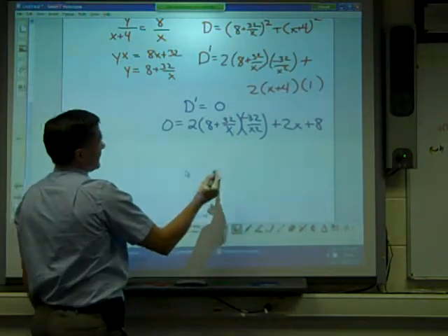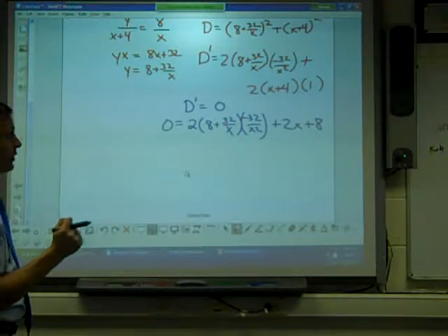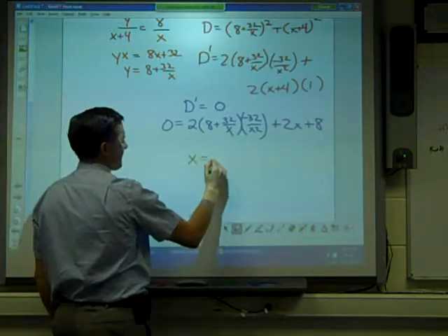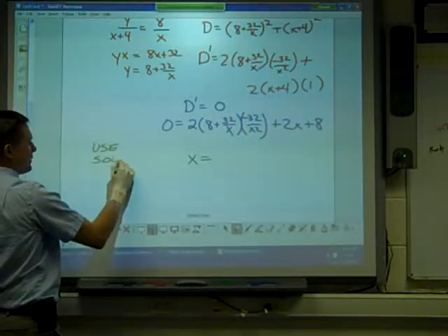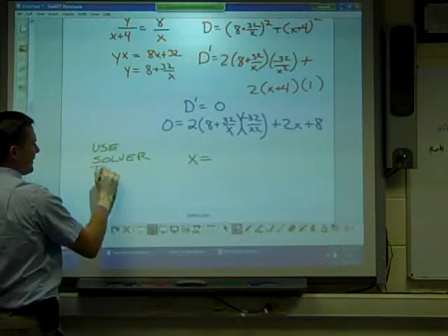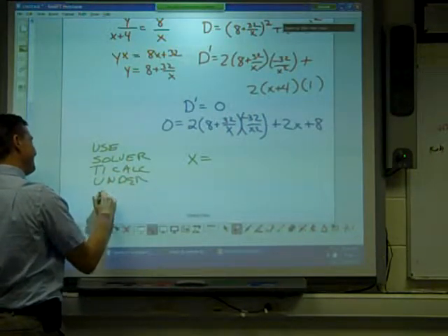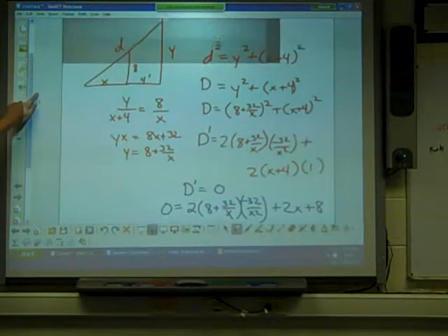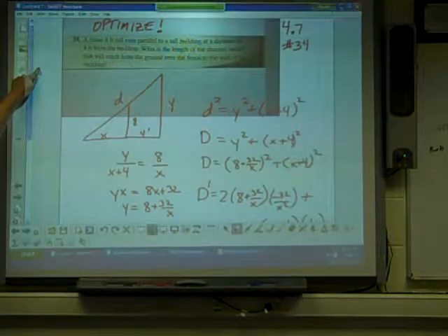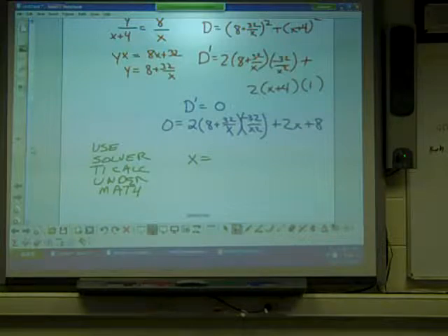All right. If I do this, this is a really big ugly problem, and you definitely need to use your calculator. You can use the solver on your TI calculator, under math. I gotta believe X is gonna be fairly close. I'm gonna guess that X is gonna be fairly close to like 5 or 6 feet if I had to guess.